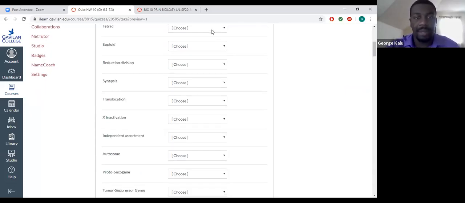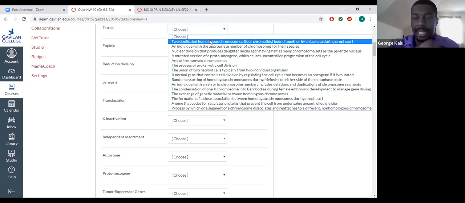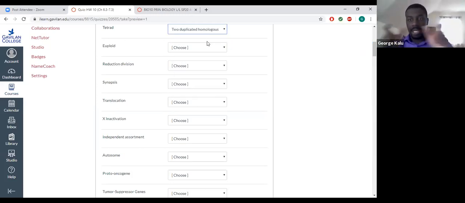Perfect. What is a tetrad? Two duplicated homologous chromosomes. Perfect. Yeah, so it's going to be two duplicated homologous chromosomes that get bound together by the chiasma. Okay. So when you have two homologous chromosomes during meiosis, they're going to end up linking up together. Okay, and as they link up, they're going to end up forming a tetrad. Perfect. Cool.